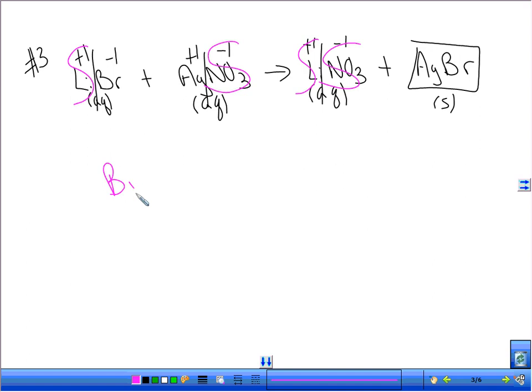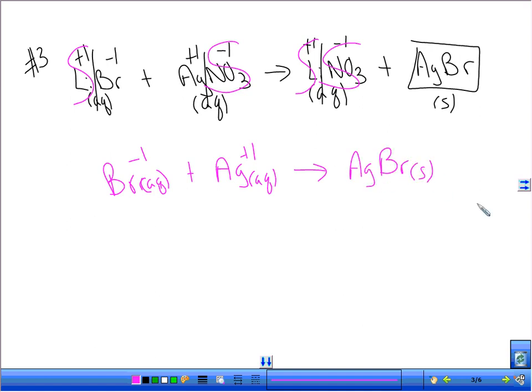So we got bromine, which is actually called bromide because he's in ion form, plus silver as an ion is going to make silver bromide a solid. And there's our answer for number 3.